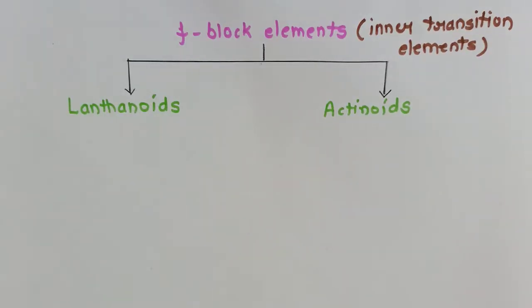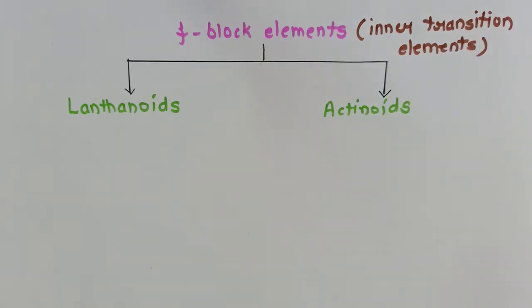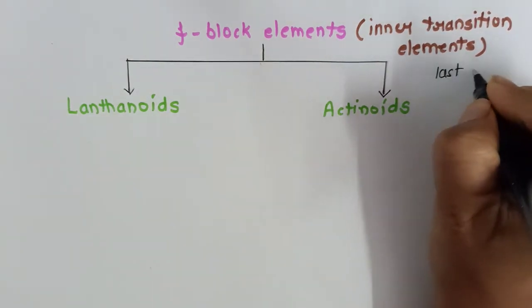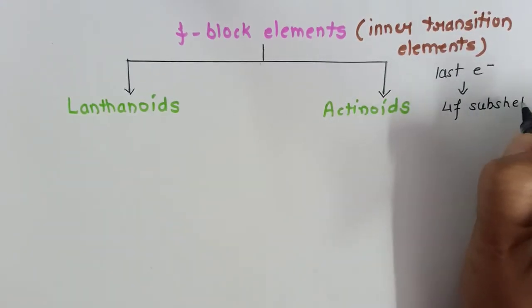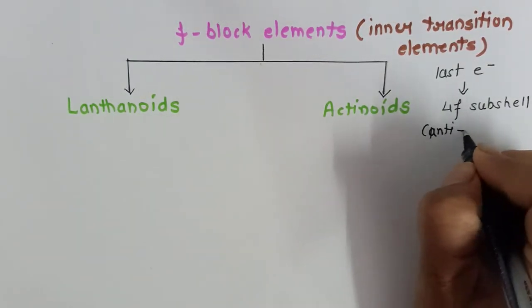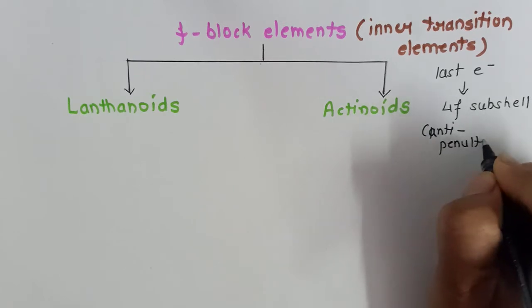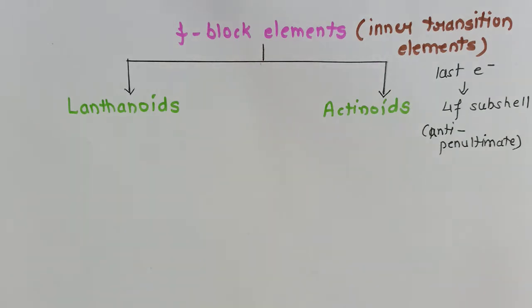So let us begin the study of F block elements, also commonly called inner transition elements. We have seen that D block elements are called transition elements and F block elements are called inner transition elements. The reason why F block elements are called inner transition elements is that the last electron enters the 4f subshell, and we know the 4f subshell is the anti-penultimate shell, or we can also call it the pre-penultimate shell, and therefore they are called inner transition elements.